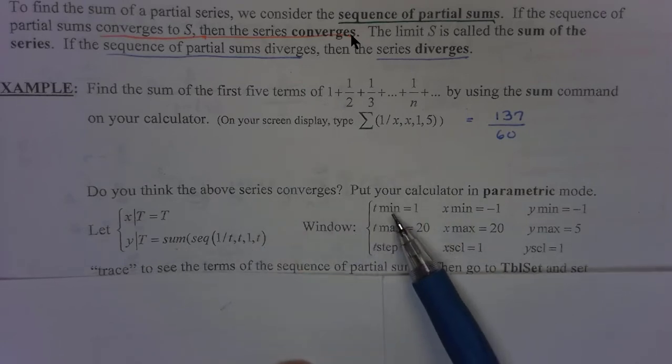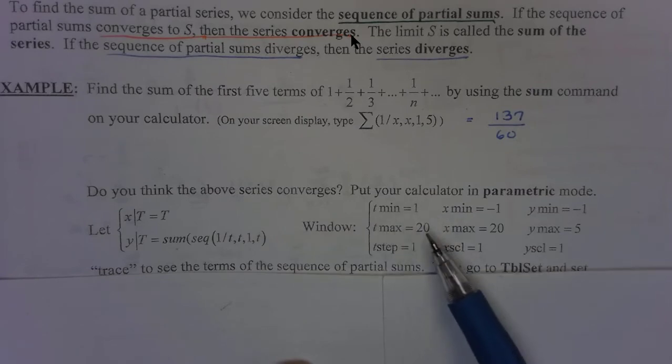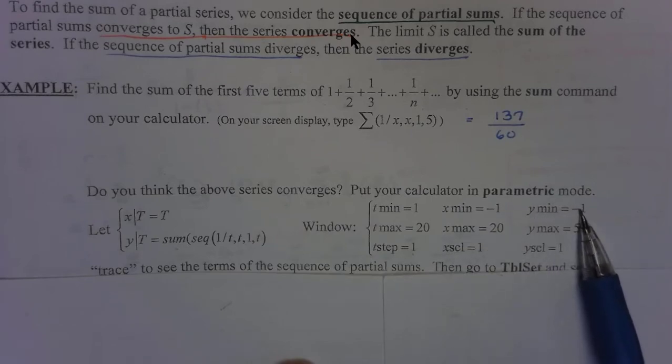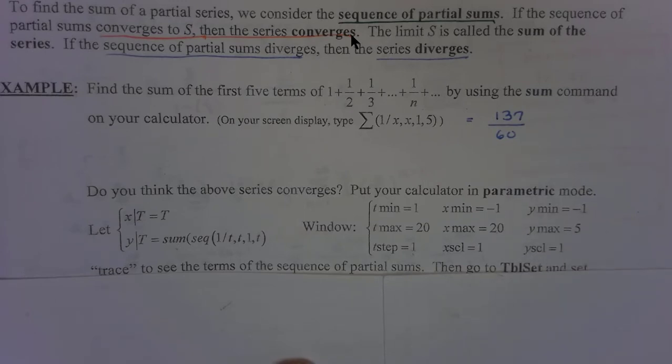In our window, we're going to let the t minimum be 1, the maximum be 20. My t step is 1, x minimum -1, max 20, scale 1, y minimum -1, y maximum 5, scale 1.